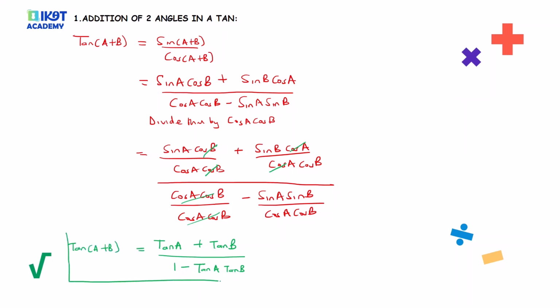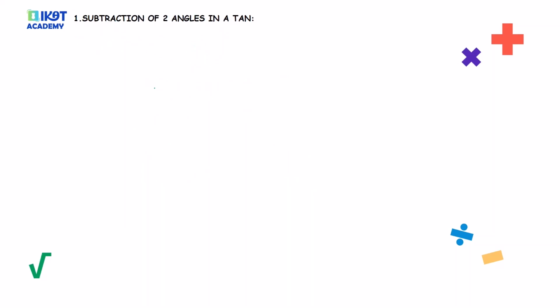So we've proved this trigonometric identity for addition of 2 angles in a tan. Even this, with practice and time, actually sticks, that you can know that tan(A+B) is tan A plus tan B out of 1 minus tan A tan B. So this is for addition. Now you can be asked to prove this, but I've showed you how. Now for subtraction of 2 angles in a tan, I'm going to pause this video and you can try it out. It's almost the same concept.